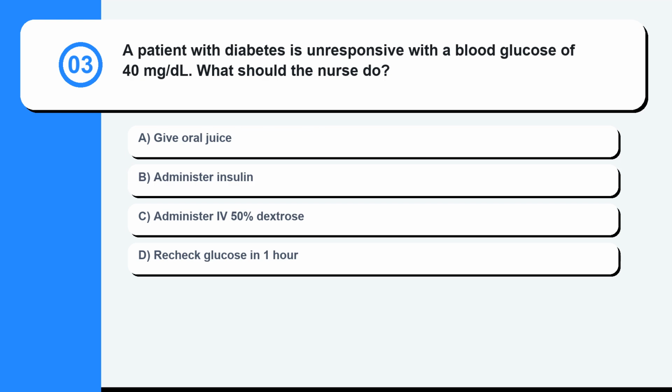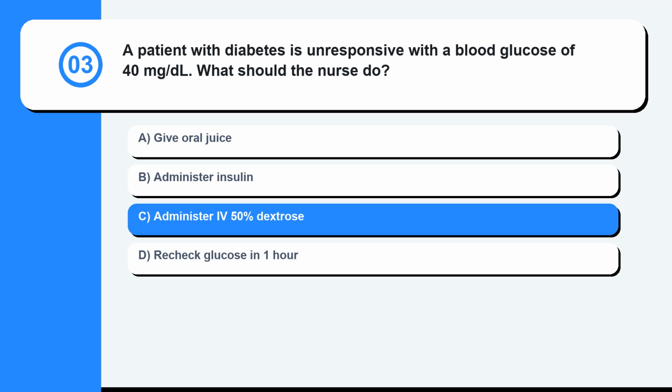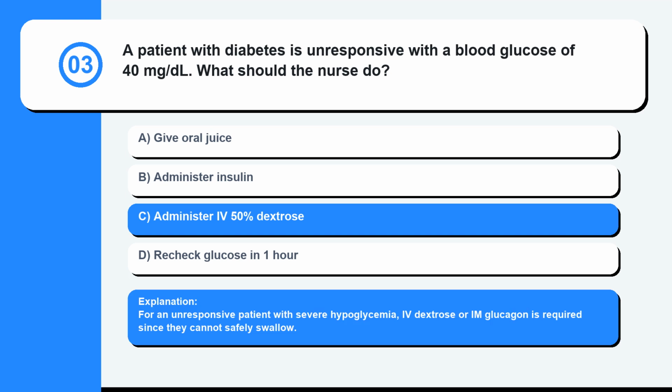Question 3. A patient with diabetes is unresponsive with a blood glucose of 40 mg/dL. What should the nurse do? A. Give oral juice. B. Administer insulin. C. Administer 50% dextrose. Or D. Recheck glucose in 1 hour. The correct answer is C. Administer 50% dextrose. For an unresponsive patient with severe hypoglycemia, IV dextrose or IM glucagon is required since they cannot safely swallow.